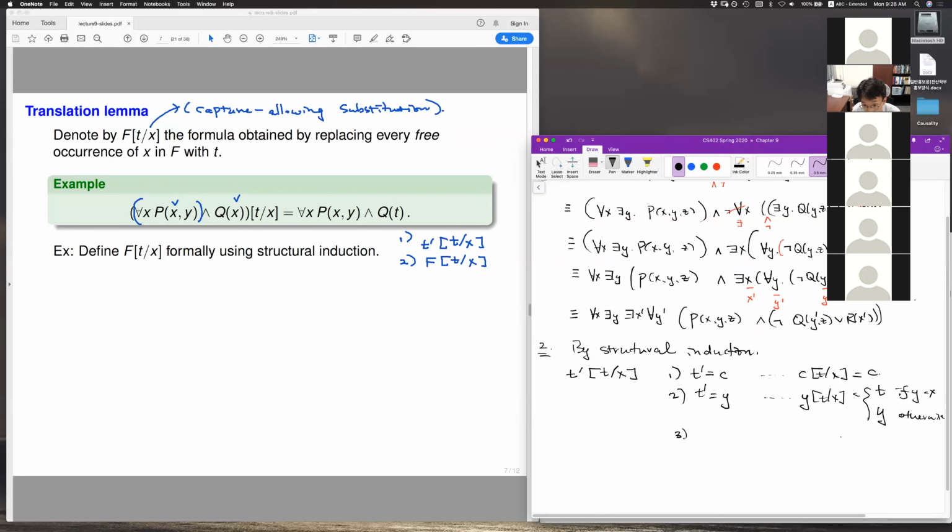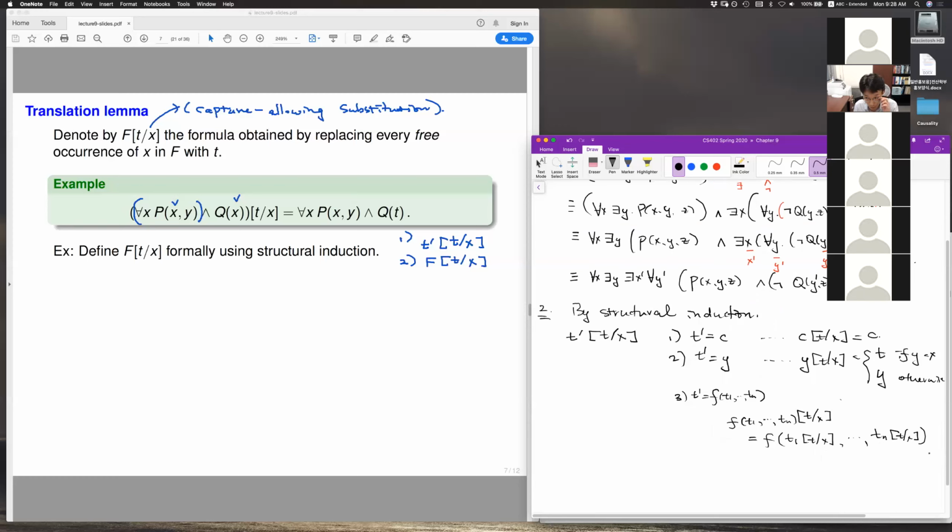And then the third case is if t prime is a function application. Then in this case, substitution is just defined by induction, or a recursive call. This is the same as f, where we recursively apply the substitution to each of the arguments. This is what you expect. What the substitution has to do is find all the variables inside the term, and then replace all the variable x by t. This is essentially an algorithm. If you follow it, you look at all the free occurrences of x inside some term t prime, and replace all those free occurrences by the term t. That's what's happening here.